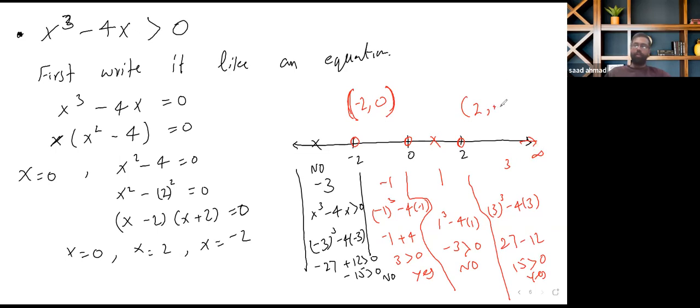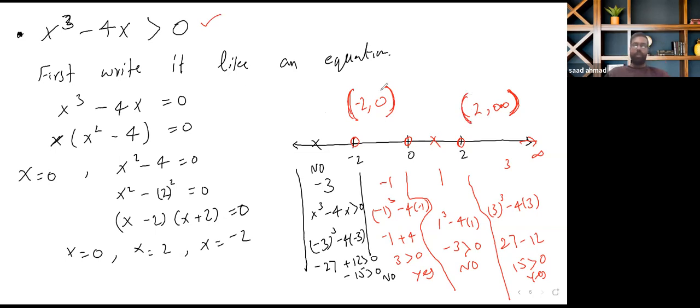You can write positive infinity, or you can just write infinity. You don't close it with a bracket because infinity is not a point. You cannot reach it. So you never close the infinity with a square bracket. You always put an open parenthesis. And since at 2 the value is 0, but we are looking for when it is greater than 0, not equal to 0, we cannot include that either.